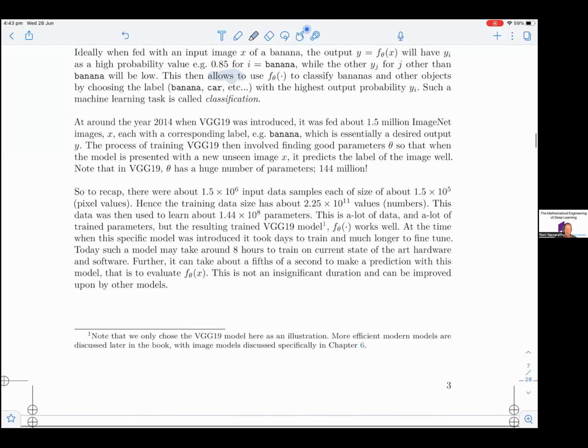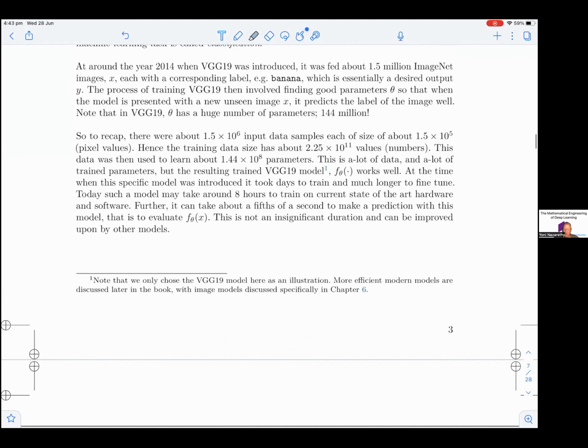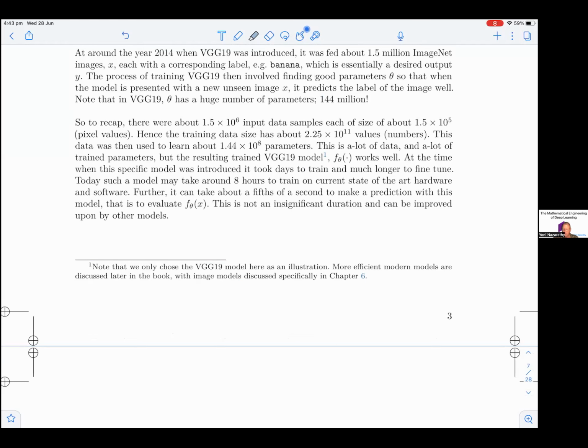At around the year 2014, when VGG19 was introduced, it was fed about 1.5 million ImageNet images x, each with a corresponding label, example banana, which is essentially a desired output y. The process of training VGG19 then involved finding good parameters theta so that when the model is presented with a new unseen image x, it predicts the label of the image well. Note that in VGG19, theta has a huge number of parameters, 144 million.